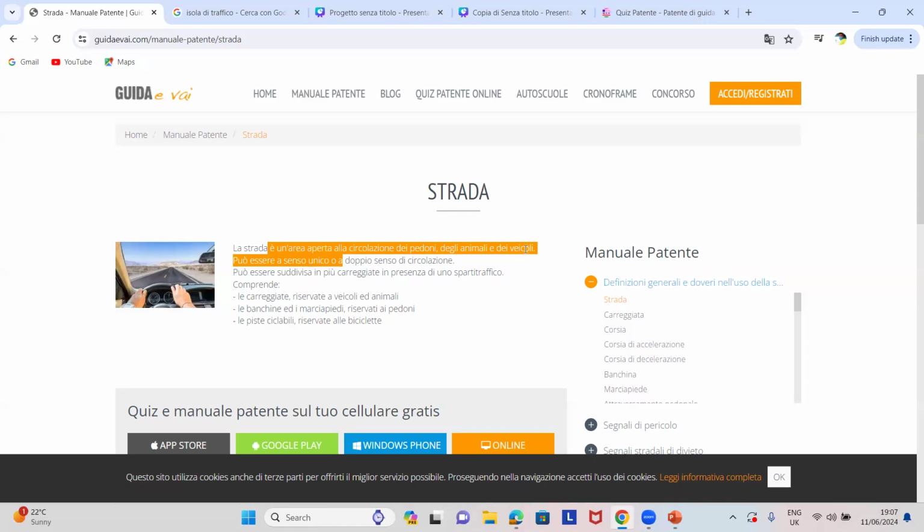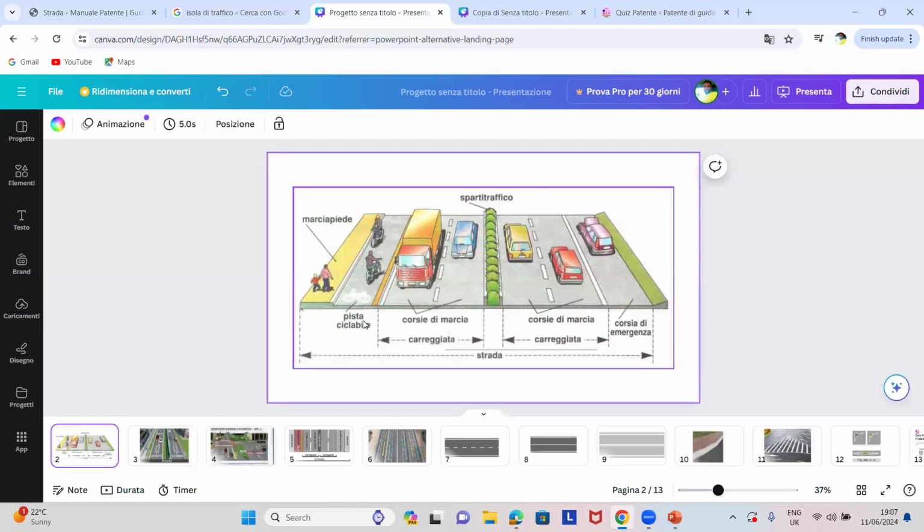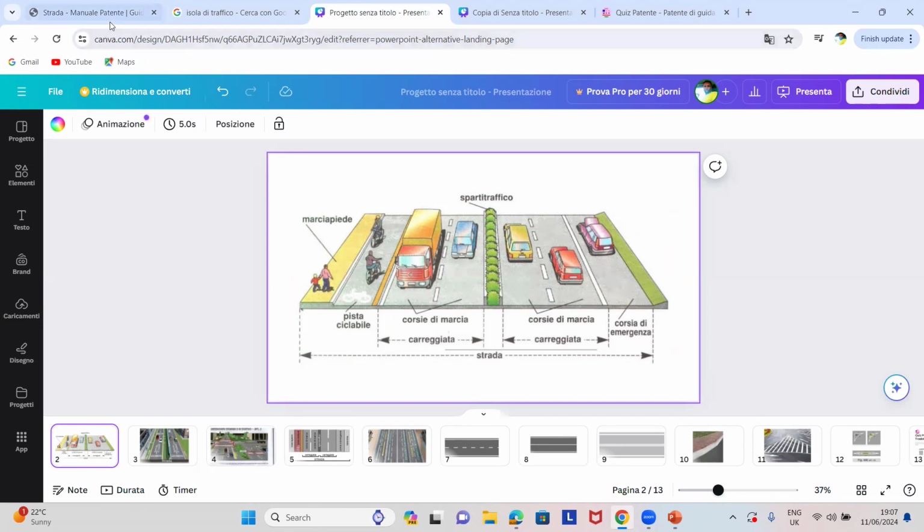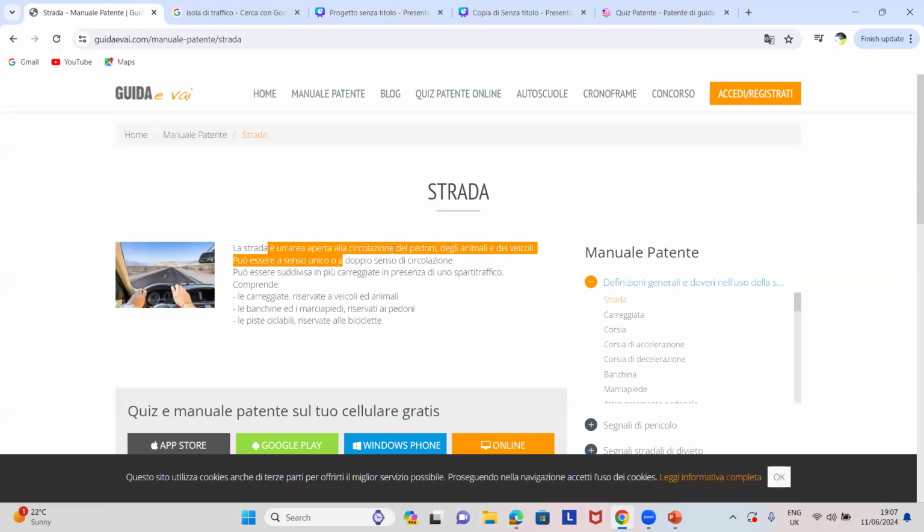Now, what does this mean? It means this road here is open for both human beings and pedoni, pedestrians. Pedoni in English means pedestrians. For those jotting things down, you can write it down: pedoni means pedestrian. Strada è un'area aperta alla circolazione dei pedoni, degli animali e dei veicoli. So road is an area open for the movement of pedestrians, animals, and vehicles.